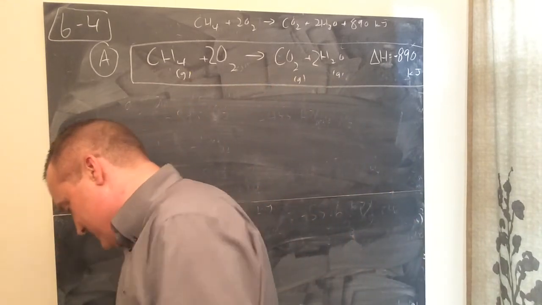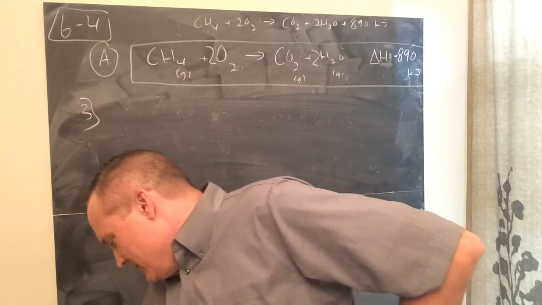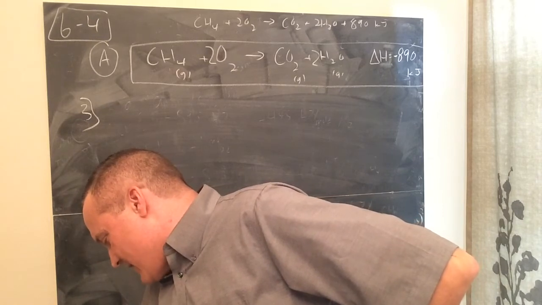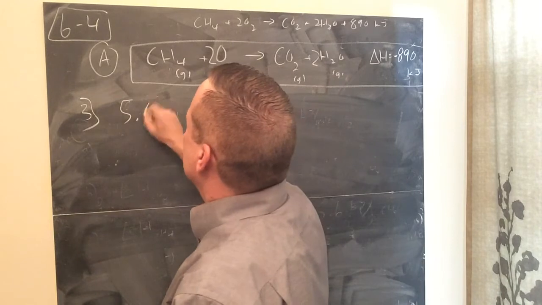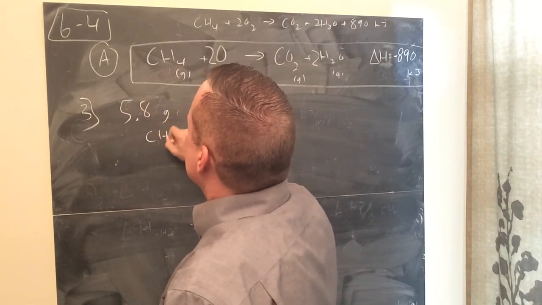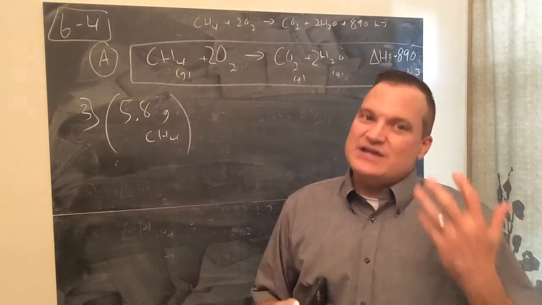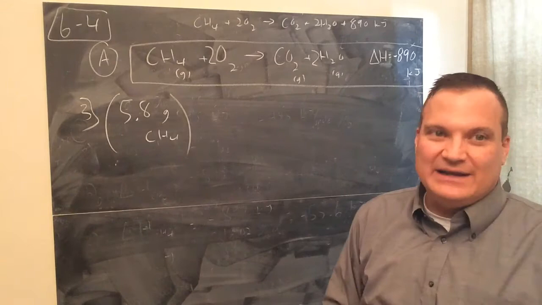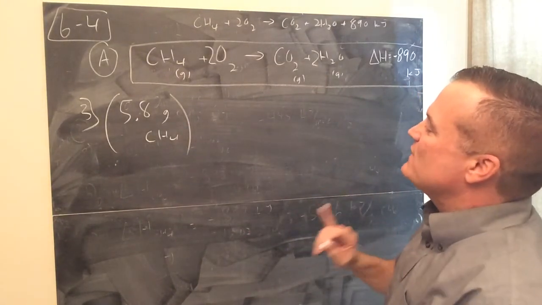Okay, number 3, it says, what will be the delta H, enthalpy change, for a process in which 5.8 grams of methane completely undergoes combustion? 5.8 grams of methane. Now, this can also be asked a different way. We could say how much heat will be released when 5.8 grams of methane are completely reacted or burned in this equation. So here's what you do.